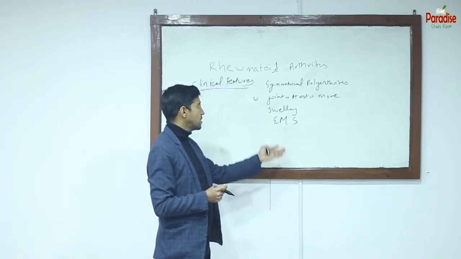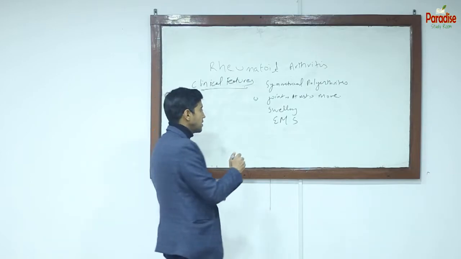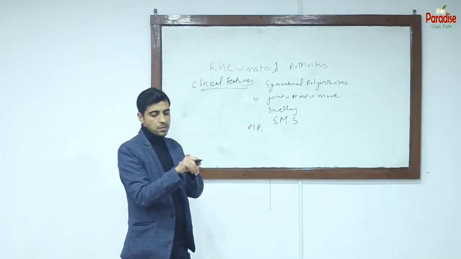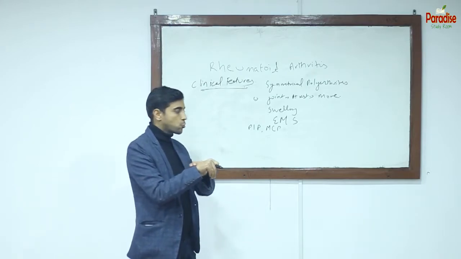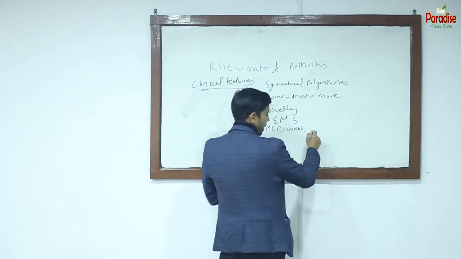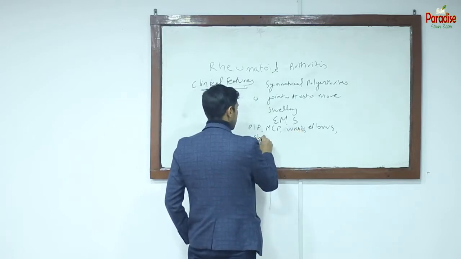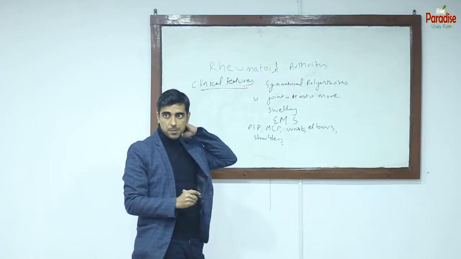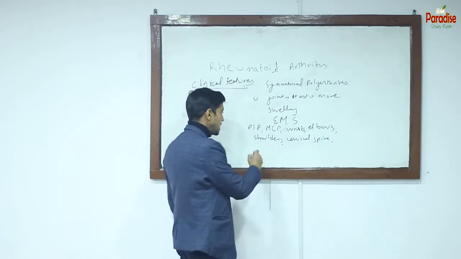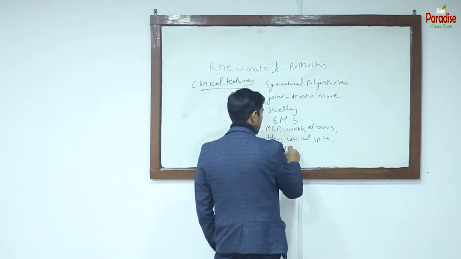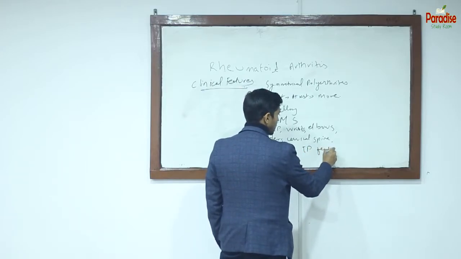Patients complain of these symptoms, and the joints affected are mainly the hand joints: the PIP (proximal interphalangeal) joints, the MCP (metacarpophalangeal) joints, and the wrist joints. Also the elbows, shoulders, and it may affect the cervical spine. Then the knees, MTP (metatarsophalangeal) joints, IP joints of the feet, and also the ankle joints.